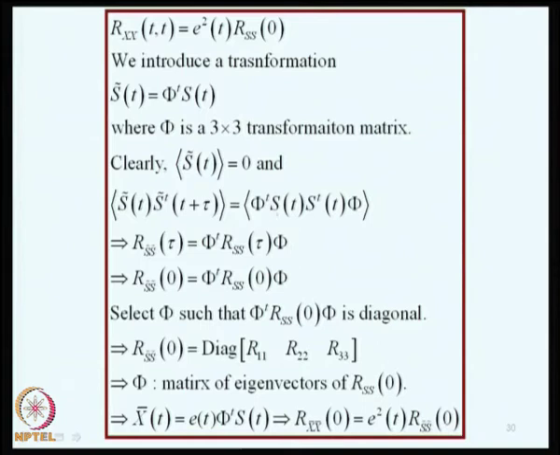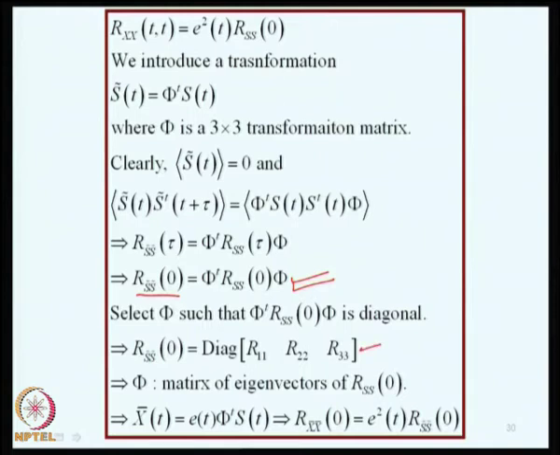and this expected value of S of t into S transpose t is nothing but Rss of tau, and if tau equal to 0, I get this expression R of S tilde 0 is phi transpose Rss 0 phi. Now, how to select this phi matrix? We will select phi such that upon coordinate transformation this matrix becomes diagonal, right. So, we want R S tilde 0 to be a diagonal matrix.